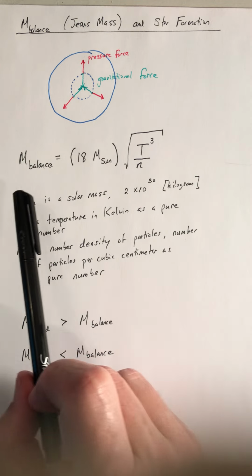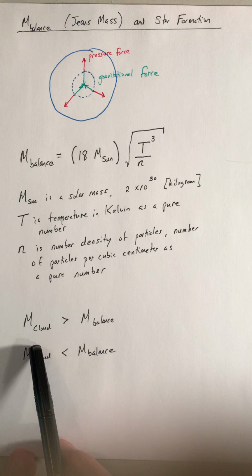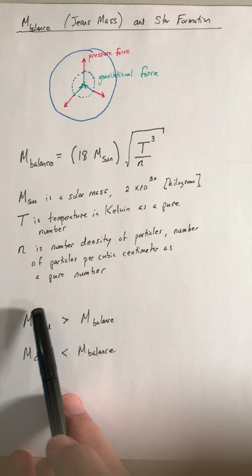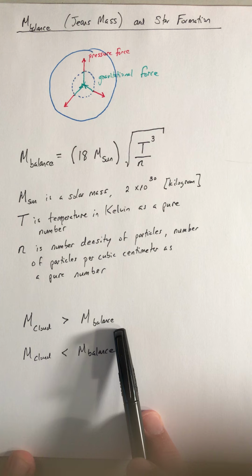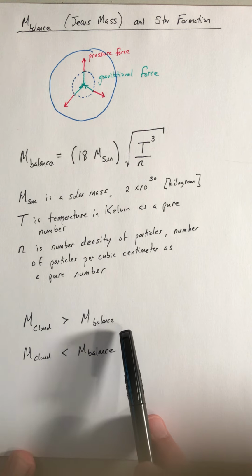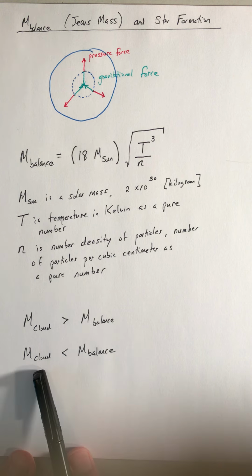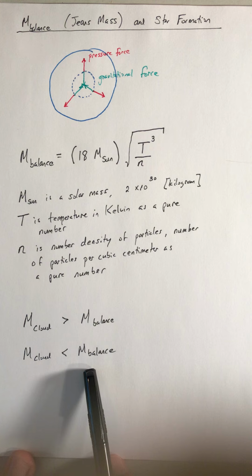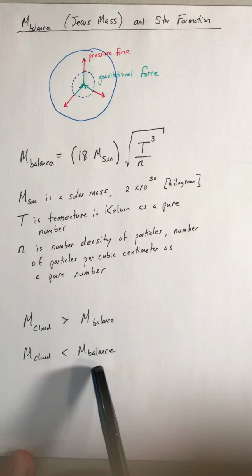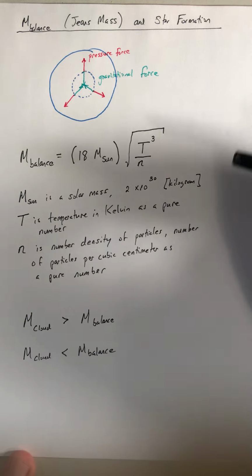So the meaning of this M balance, let's hop ahead to that. If I have some cloud with a total mass bigger than M balance, the thermal pressure can't support it against its weight, and it's going to start to collapse. If I have a cloud whose total mass is less than this M balance, then the thermal pressure can support it against its weight. All right, so having said that, let's go back up.